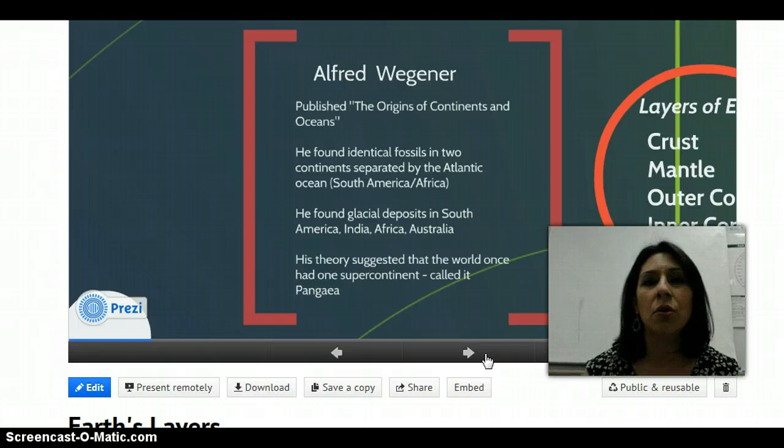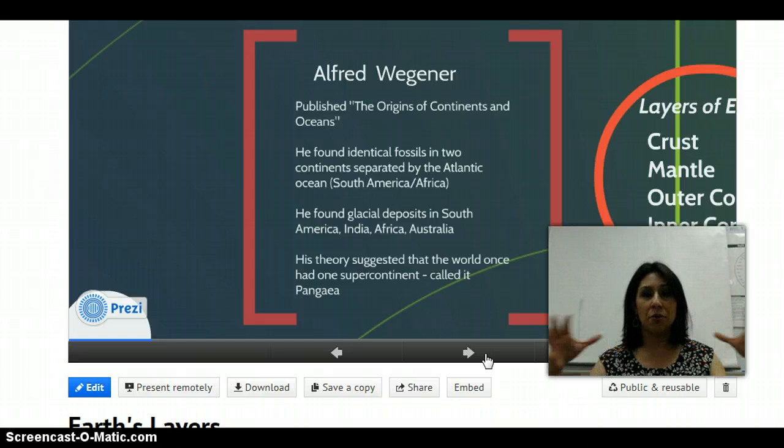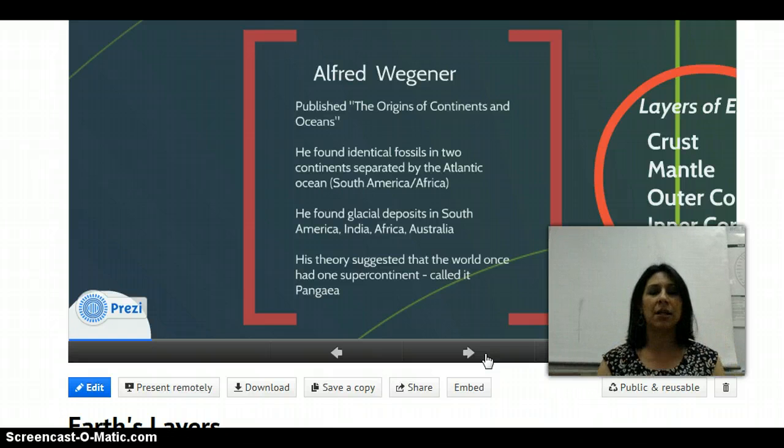He also found evidence of glacial deposits in South America, India, Africa, and Australia. South America and Australia are divided between the Atlantic Ocean and the Indian Ocean. Because we know that the oceans are not able to freeze over, and he found glacial deposits all throughout, he was able to further suggest that the continents used to be joined together. He suggested that the 7 continents as we know them now used to be one big landmass, a supercontinent, which he called Pangea.